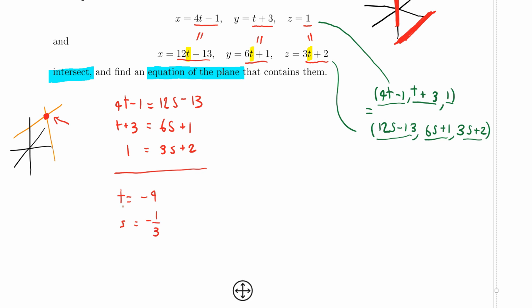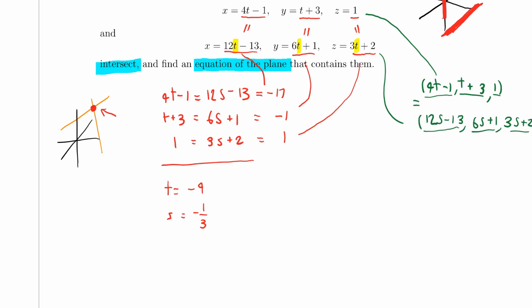Now if I plug t and s into these equations, we see that the x-coordinate is going to equal negative 17. If I plug t and s into this one, my y-coordinate equals negative 1. And if I plug the same t and s into this one, my z-coordinate equals 1. In other words, the coordinates of this red point, the intersection point, are negative 17, negative 1, and 1.